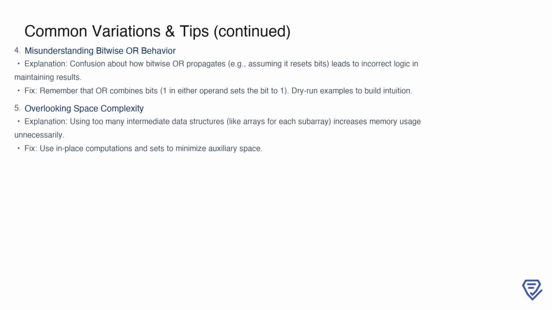Additionally, overlooking space complexity can lead to inefficient solutions. For instance, creating intermediate arrays for each subarray consumes a lot of memory unnecessarily. Instead, you can minimize auxiliary space by using in-place computations and sets to track results, which keeps the solution efficient.